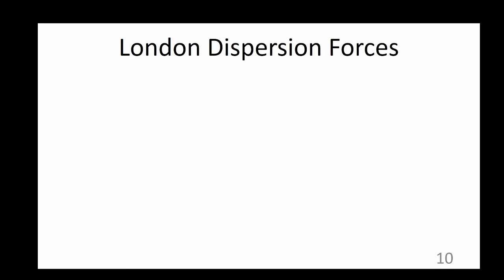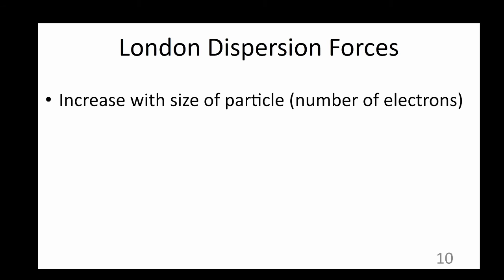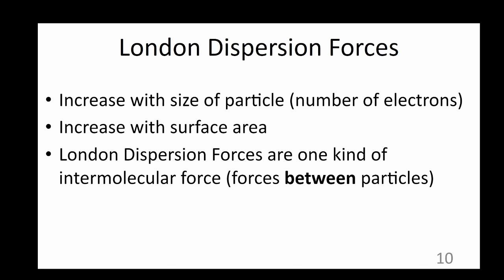So in general, London dispersion forces are stronger for bigger atoms and molecules because they have more electrons. London dispersion forces are also stronger for objects with more surface area because they have more opportunities to interact. This could come into play when comparing the strength of the interaction between long, thin molecules and large spherical molecules of the same volume and mass. The long, thin molecule will have more opportunities for intermolecular interaction and thus will have stronger London dispersion forces.